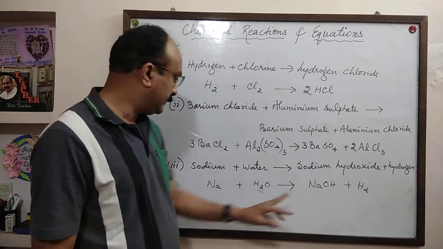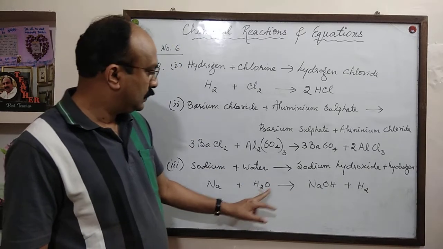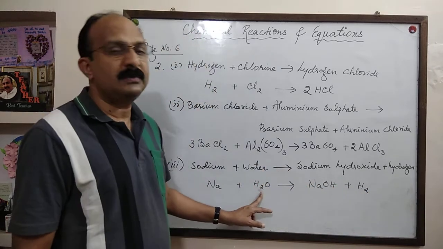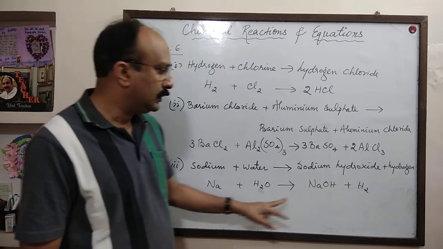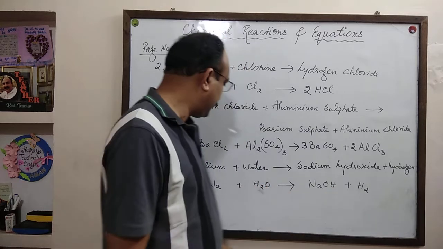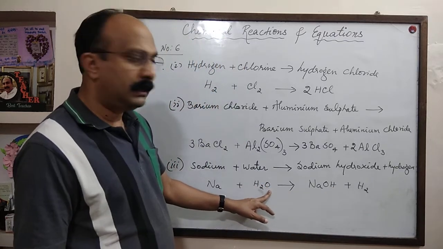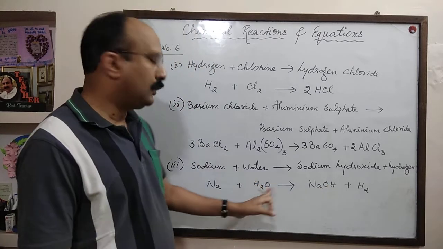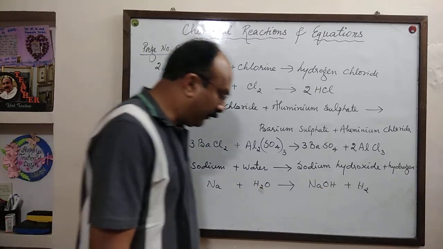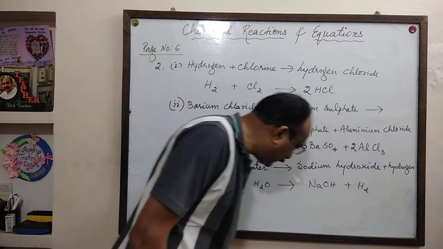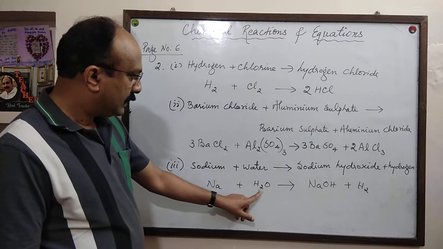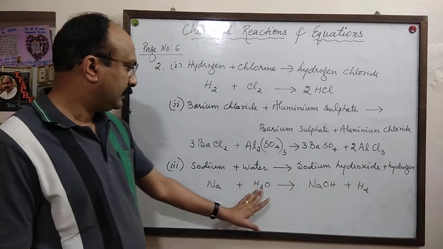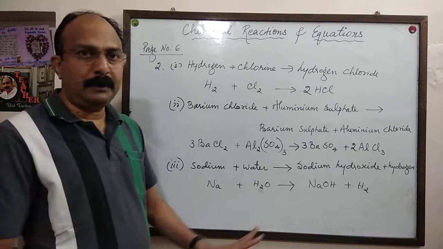Na equal, H2, but here it is 1 plus 2, 3. Hydrogen atoms are not equal. In LHS it is 2, but in RHS it is 3. O, here it is only 1 O, here also it is 1 O. Now, what is not matching? H2. Number of hydrogen atoms are mismatching here. 2 plus 1, 3. So, 3 and 2 cannot be made equal.